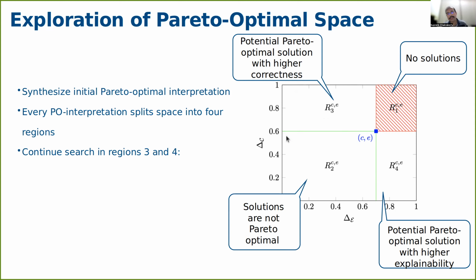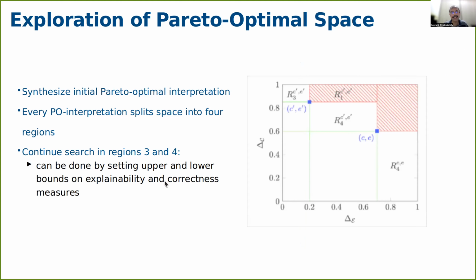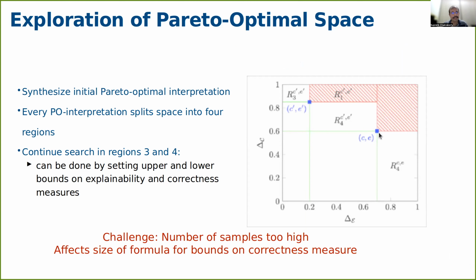And how do we continue the search? The naive way to do this would be to add a constraint saying that the explainability score should be between such and such, and the correctness score should be between 1 and 0.6, and similarly over here. That is the naive way of doing it, but it doesn't really scale very well. Of course, I could get another Pareto point here and another Pareto point here, and I could keep repeating this process.